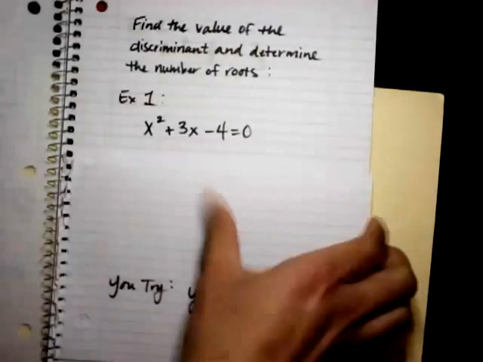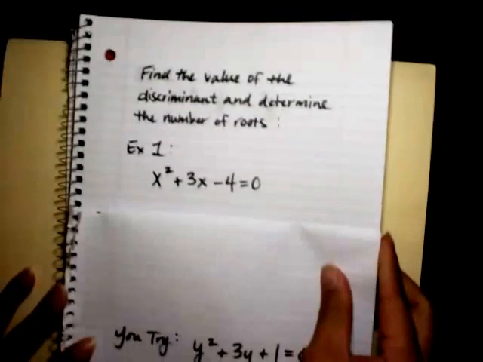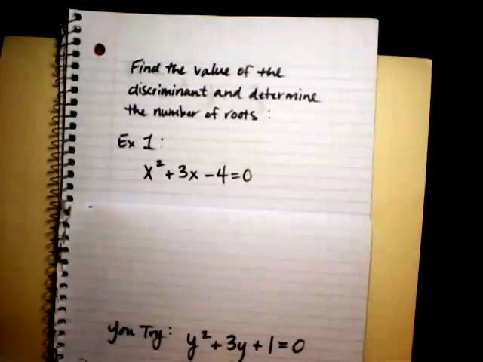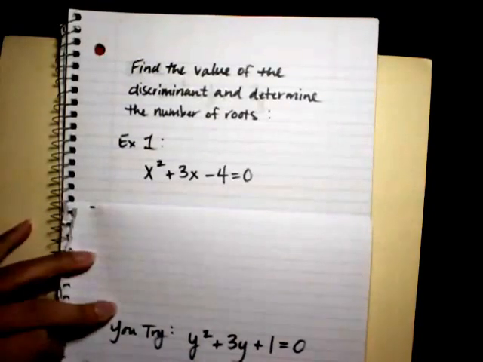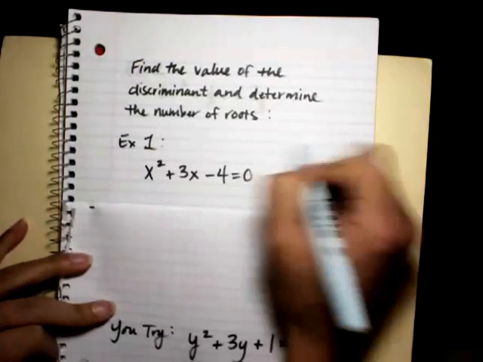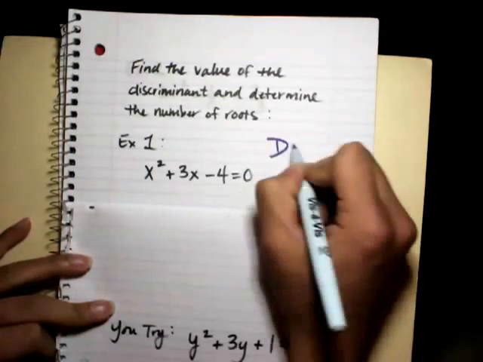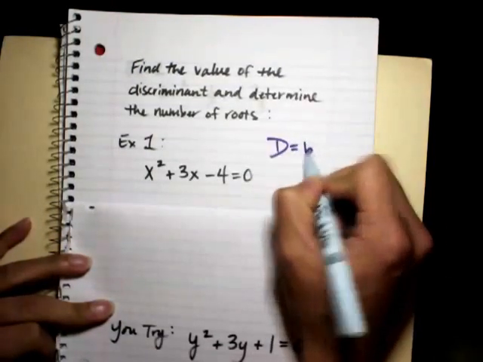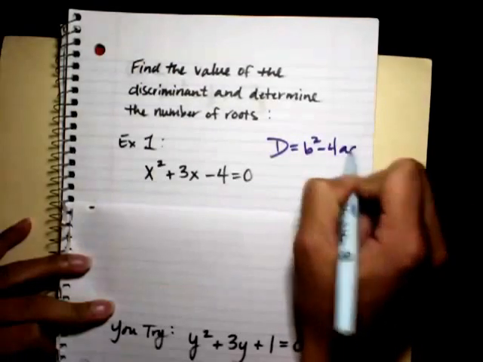Just an example for you. Let's take a look at this question here. We want to find the value of the discriminant, and we want to find the number of roots. So for this example 1, keep in mind that the discriminant, I'll just write D for discriminant, is equal to b squared minus 4ac.